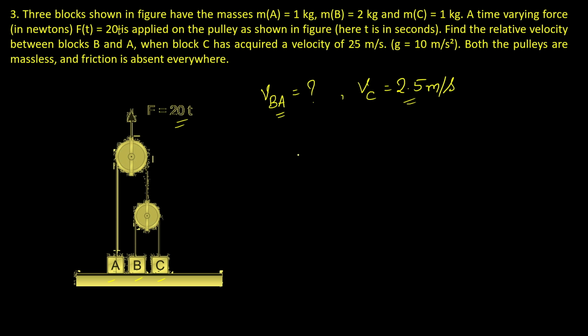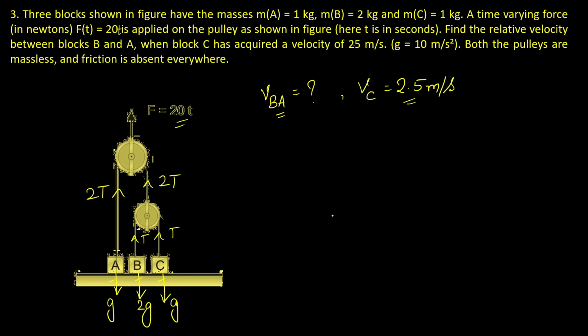So again, we need to suppose the tensions in the string. So let me have tension over here like T, then it will be 2T over here, and again 2T over here. Then we are going to have the gravity force on block A. That will be the mass of block A, which is 1 kg, so it will be g. For block B, it will be 2 kg, so 2g. For block C, it will be only g because the mass is 1 kg.